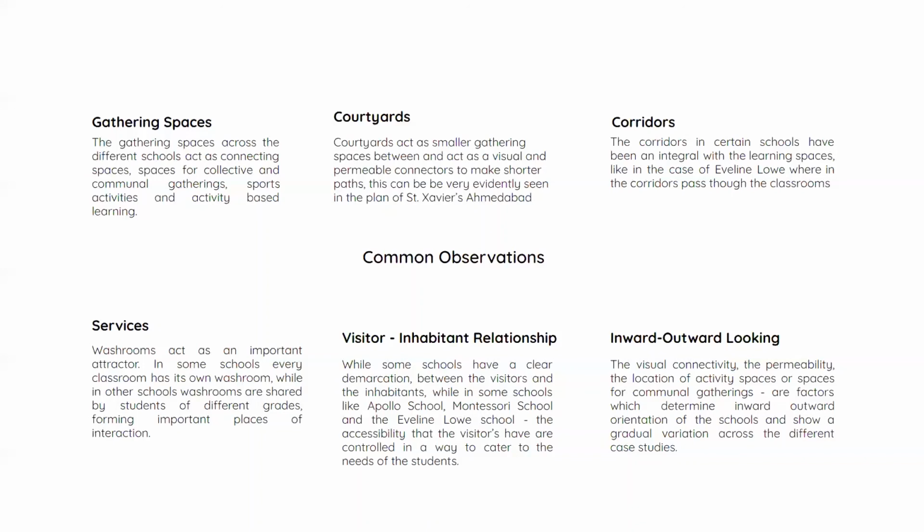The inward-outward looking nature of a school to an extent influences the visitor-inhabitant relationship that the school tries to achieve. Most schools have boundaries restricting the accessibility of the visitors, where the inward-looking nature of the school allows most activities to take place without outside interference. But in certain schools like the Montessori School and the Evelyn Lois School, these restrictions are more diluted, at the same time controlled when it comes to direct accessibility to classrooms so as to ensure that the classrooms continue to remain distraction-free.